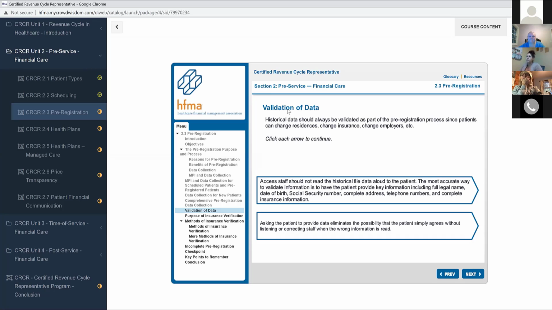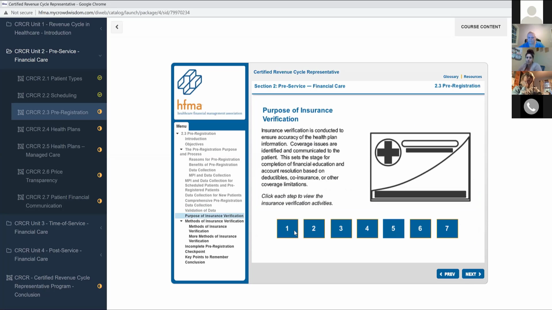Okay, so the purpose of insurance verification. Insurance verification is conducted to ensure accuracy of the health plan information. Coverage issues are identified and communicated to the patient. This sets the stage for completion of financial education and account resolution based on deductibles, co-insurance, or other coverage limitations. So if we click on the little numbers, a little ahead.